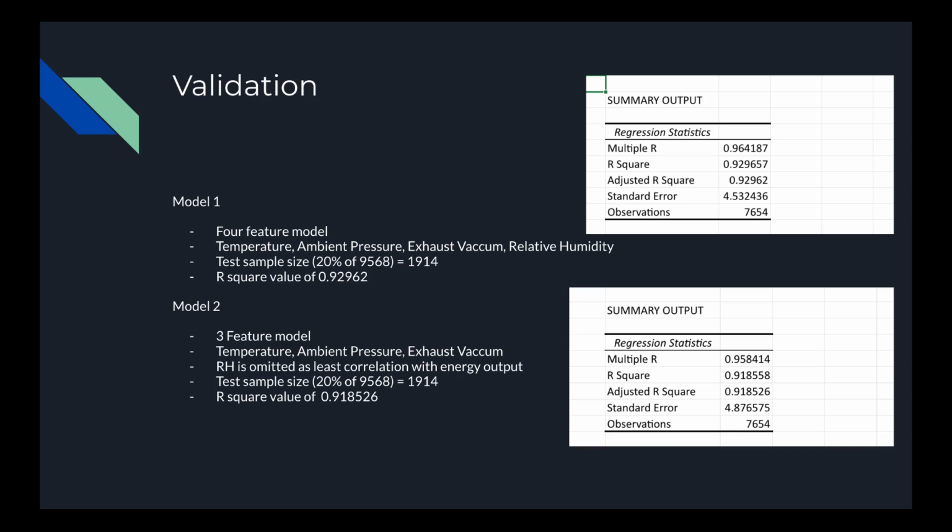In model 1, we had a 4-feature model, so that included temperature, ambient pressure, exhaust vacuum, and relative humidity. I mentioned the test sample size previously, and this produced an R-square value of 0.92962. Then in the second model, we only had a 3-feature model, so we omitted relative humidity, as it had the least correlation with energy output. On the same test sample size, it gave an R-square value of 0.918526.